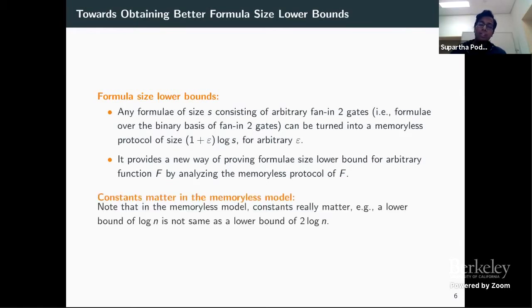But one thing to note is that here the constant really matters, in the sense that if we prove a log n lower bound versus a 2 log n lower bound, these should be treated differently. For instance, if we prove a log n lower bound, that would give us an n formula size lower bound. On the other hand, 2 log n would actually give us an n squared lower bound. So the constant really matters in this model.